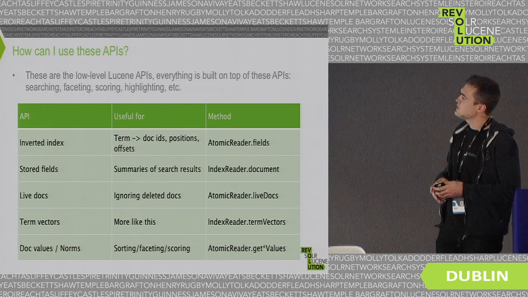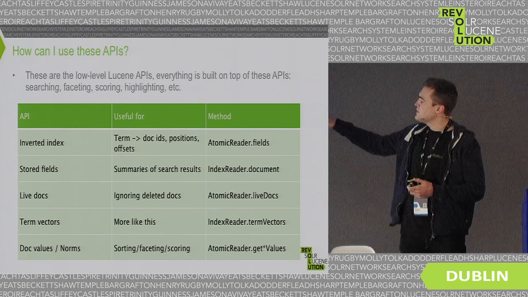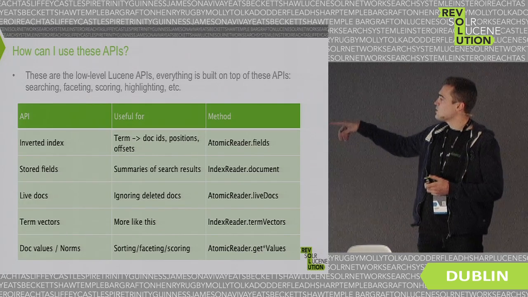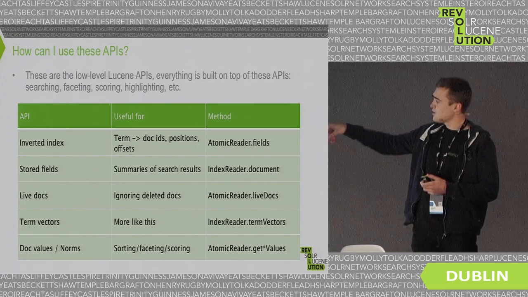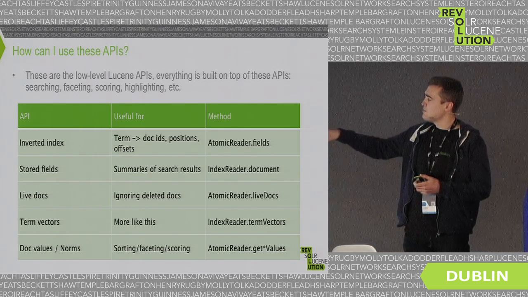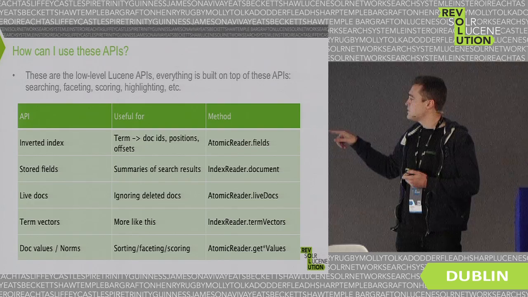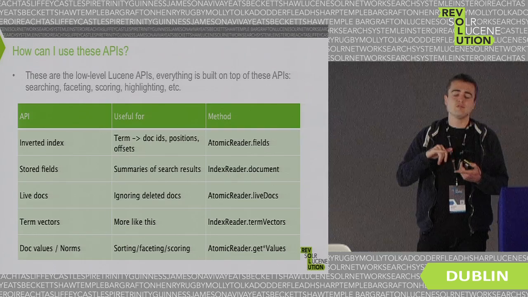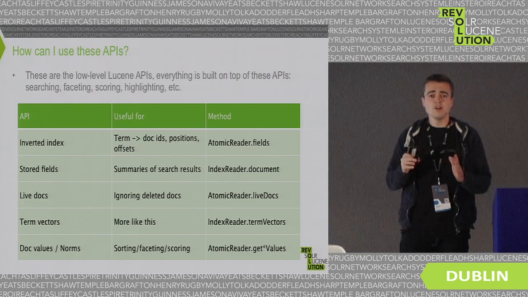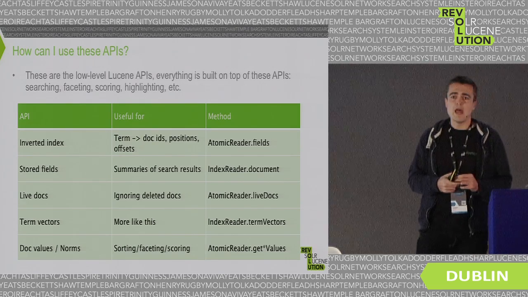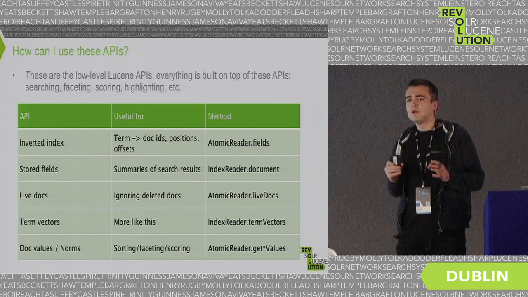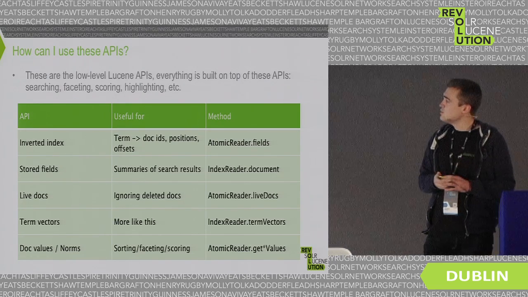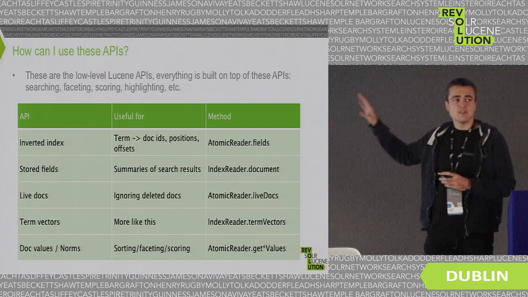The inverted index is accessible through AtomicReader.fields. Stored fields are IndexReader.document. Live docs are AtomicReader.getLiveDocs. Term vectors are IndexReader.getTermVectors. And finally, for doc values and norms, you have AtomicReader.getNormValues, getNumericDocValues, getBinaryDocValues, getSortedDocValues, and getSortedSetDocValues. So all these APIs are publicly available. And if you would like to, for example, re-implement search in a slightly different way than Lucene does, it is something that you can do because all these APIs are public and you can use them.